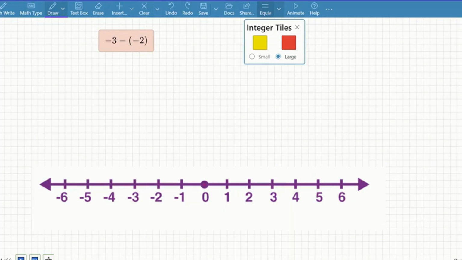Now in this example, I start out with negative 3, and I'm taking away from it negative 2. So let's model this. I start out with 1, 2, 3, and I'm going to take away from that negative 2. Can I take away negative 2 from what I have currently modeled? Yes, I can. I can pull out from that model 1, 2, and what I'm left with is negative 1.